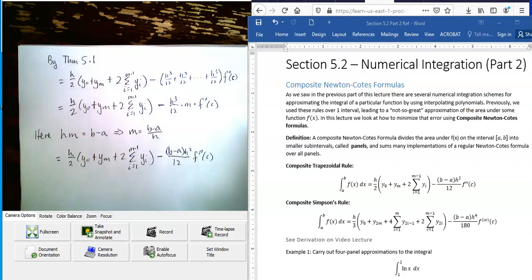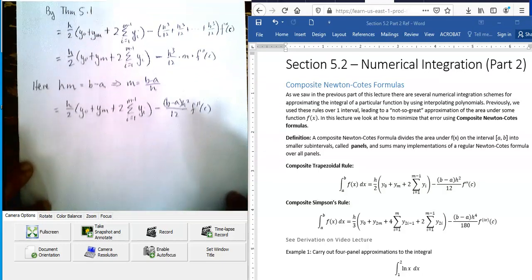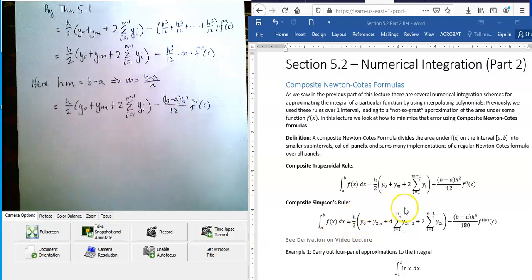Now, composite Simpson rule is derived in a similar fashion. We'll utilize them in a second. I just want to derive these formulas first for you. So here we have the composite Simpson's rule, which looks similar to that of our Simpson's rule over just one interval. You can see the coefficients match up. You just have these summations, and the error term is a little bit different.